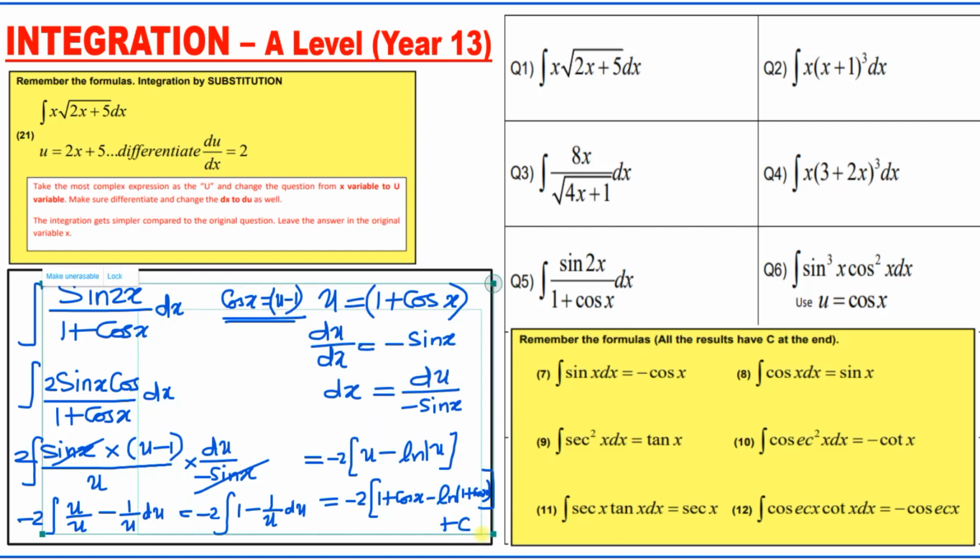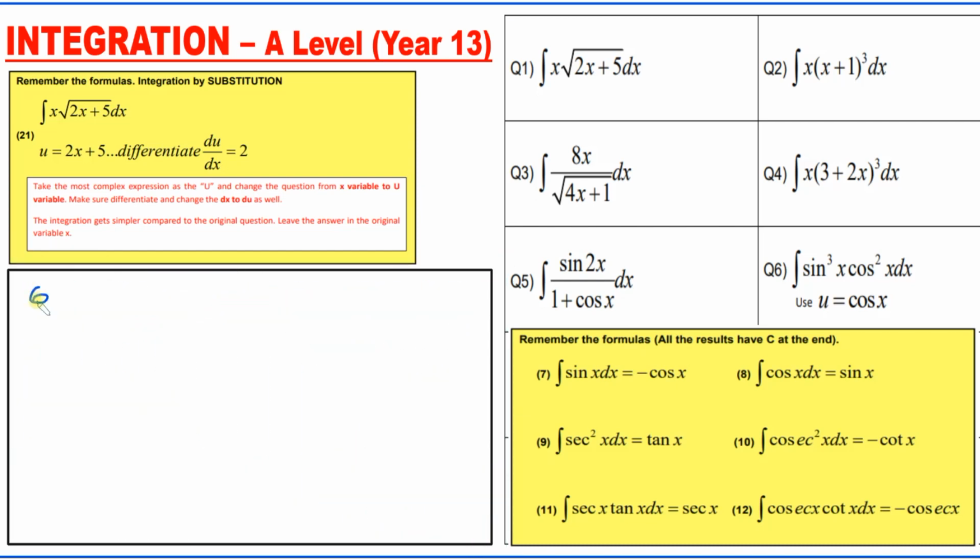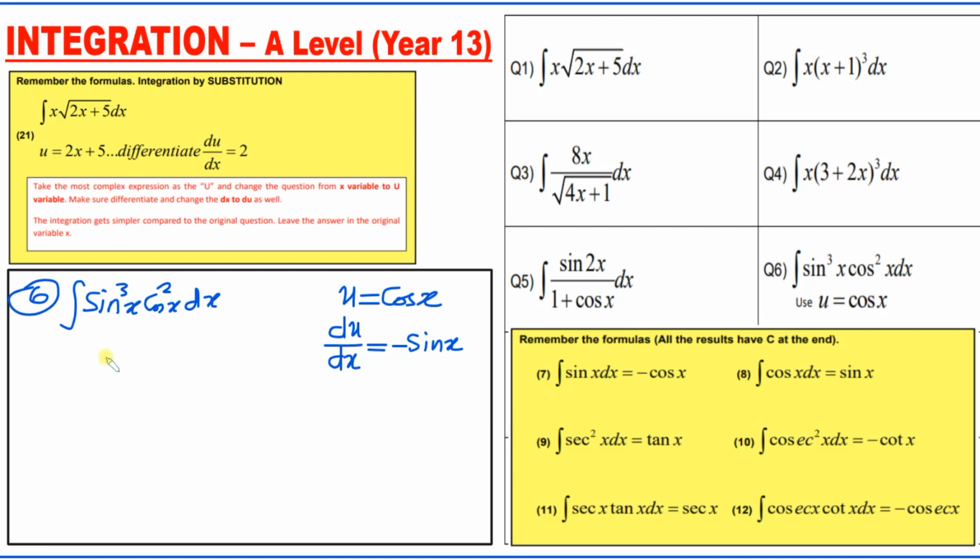Let's do question number 6. Question number 6: integrating sine cube x cos squared x dx. In this question, they have already given u as cos x. So if it is given, we will take it. So du over dx is minus sine x.